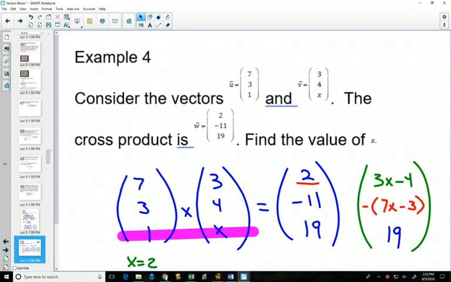What's that? Well, it could be that they give you the wrong value here, right? Like it could be a mistake. Like I could write the same question. Consider the vectors blah, blah, blah, and blah, blah. The cross product is 2, negative 10, 19. And then it would have been a mistake because it doesn't match. The x doesn't work for both the 2 and the negative 10. There's just an error in the question. Then on a test or a quiz, if I make an error like that, I'd give everybody 100% on that question because it's an error.